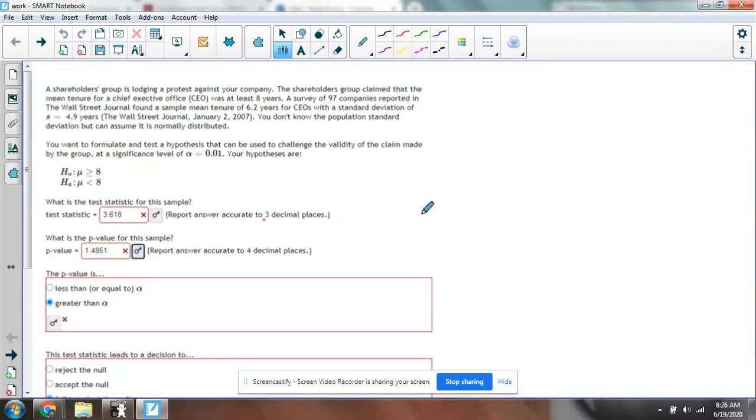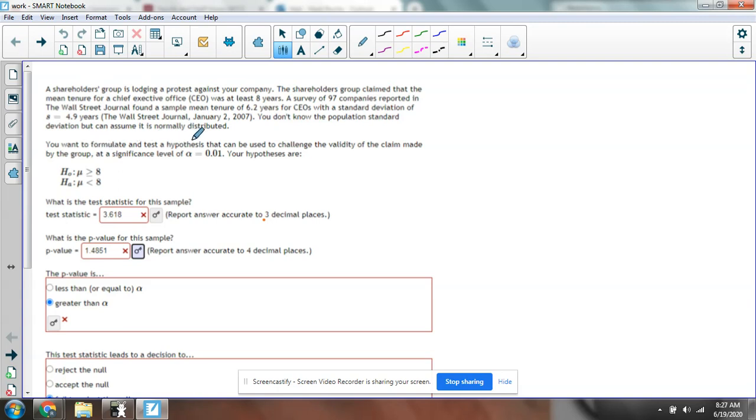Okay, it says a shareholders group is lodging a protest against your company. The shareholders group claimed that the mean tenure for a chief executive officer was at least 8 years. A survey of 97 companies reported to the Wall Street Journal found a sample mean tenure of 6.2 and a standard deviation of 4.9. So this is a sample standard deviation and a sample mean. You don't know the population standard deviation, so we're not going to use a z-test. We're going to have to use a t-test.